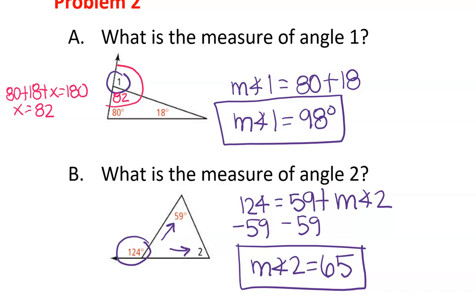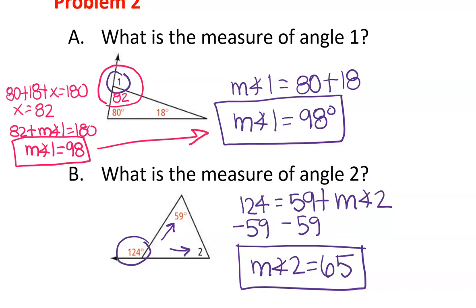now note that these two are supplementary, or a linear pair. 82 plus the measure of angle 1 equals 180. The measure of angle 1 would be 180 minus 82, which is 98. And notice they are the same. Same with this one, except you're going to do it in reverse order.